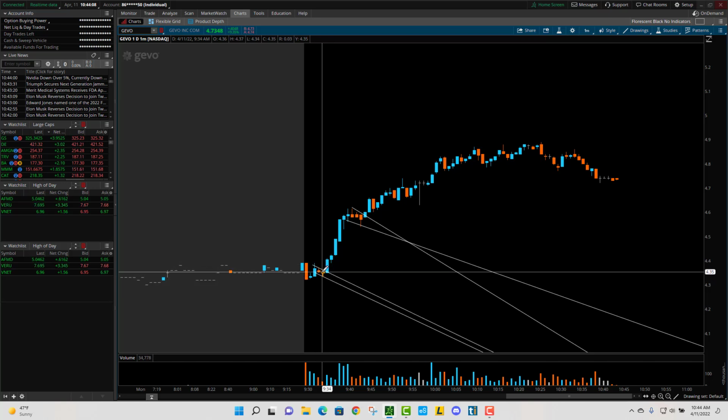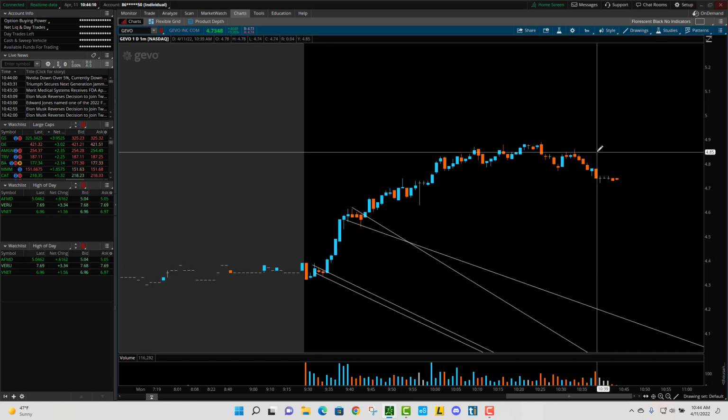If you're in back over here, you have the ability to stay in a lot longer than, like I said, out over here. But the thing to be careful of is those low floaters. If you have a very low float stock, that's where things get really crazy and really volatile.